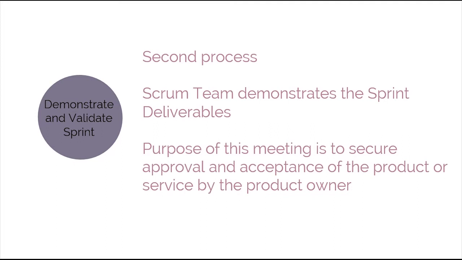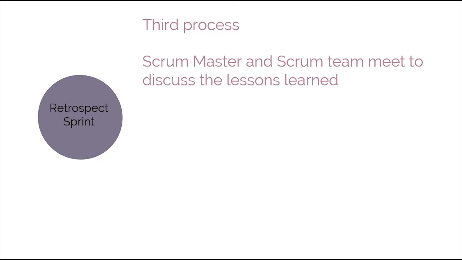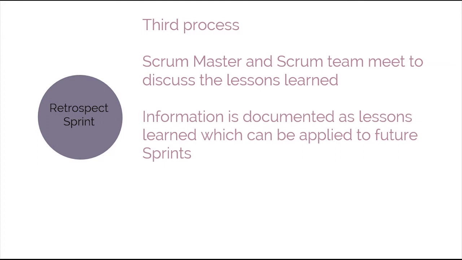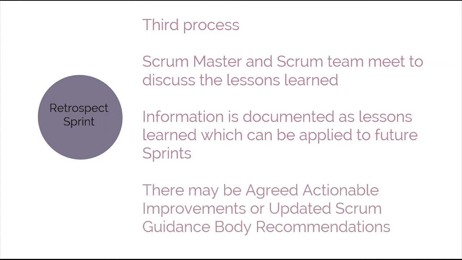The last process performed in the Review and Retrospect phase is Retrospect Sprint. In this process, the Scrum Master and Scrum team meet to discuss the lessons learned throughout the sprint. This information is documented as lessons learned, which can be applied to future sprints. Often, as a result of this discussion, there may be agreed actionable improvements or updated Scrum Guidance Body recommendations.